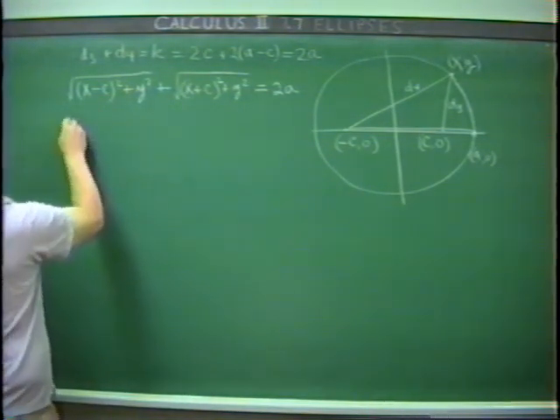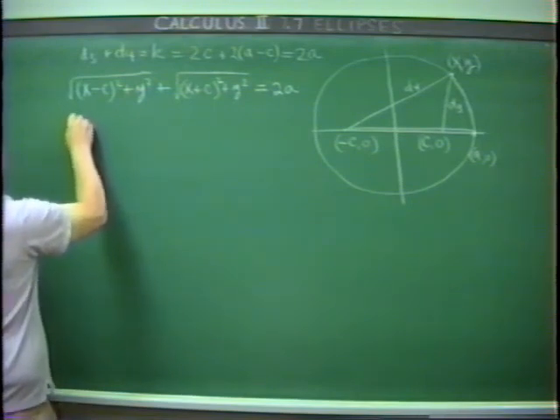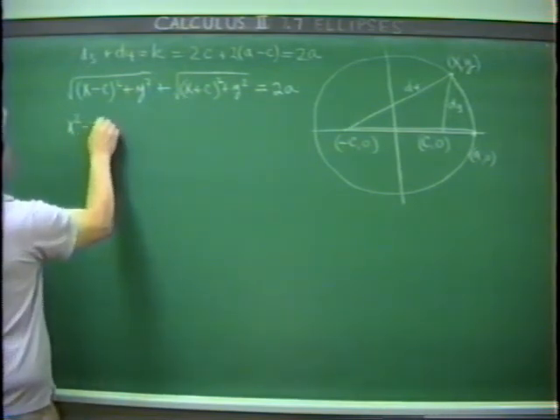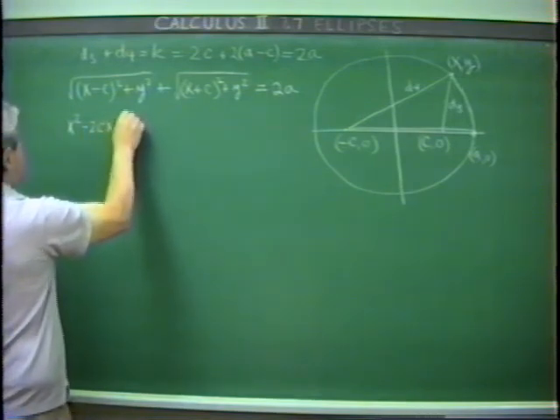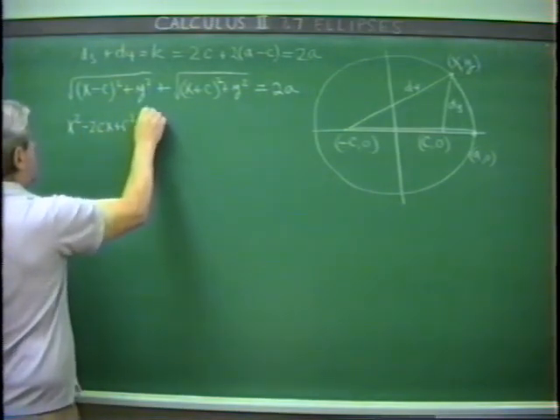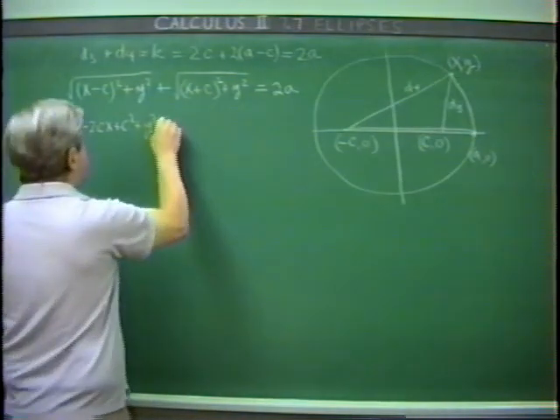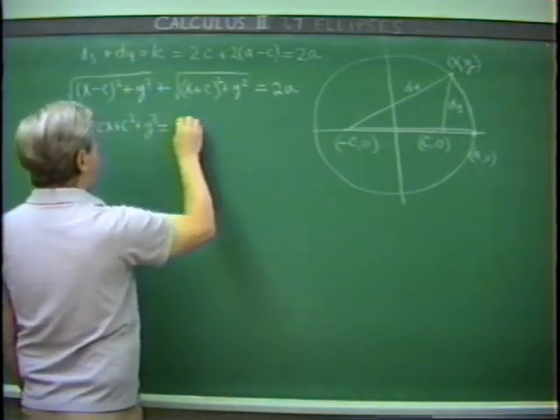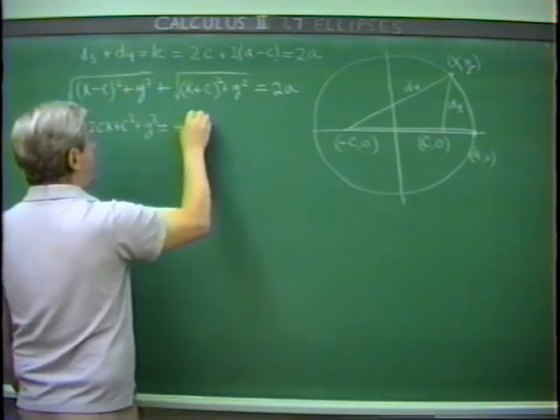Get this in a proper form. That's to say I want to remove these square roots. So if I square this right here, I'm going to get x squared minus 2cx plus c squared plus y squared. This is going to be equal to what I get if I square this side over here.